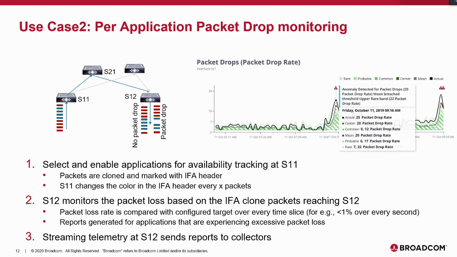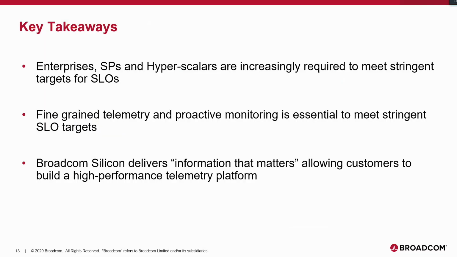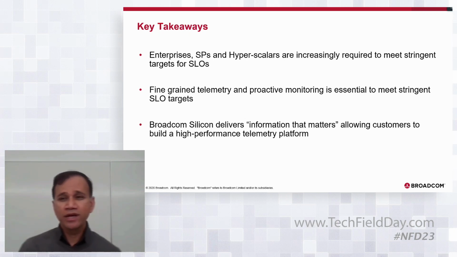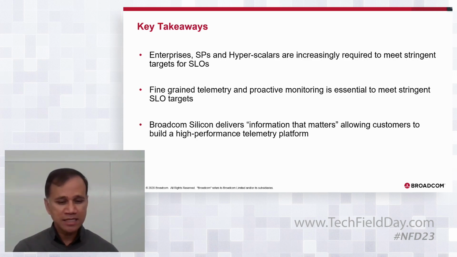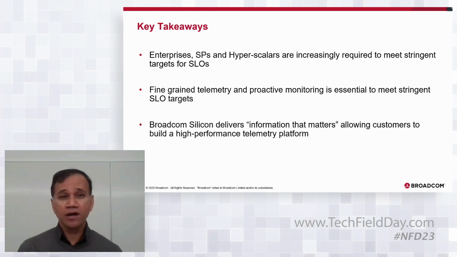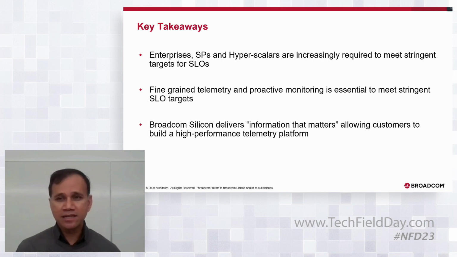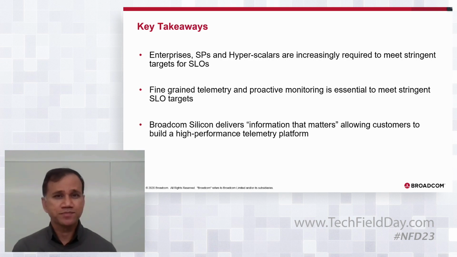So those are the 2 examples that you saw Jeremy demo, and I wanted to explain them. And with that, I want you to have 2 takeaways. The first one is that the requirements, the targets for the SLOs, are getting really stringent. You're going to 99.99, and it is real. I see customers going from 99.95 to 99.99, which is very stringent. And very fine-grained and proactive telemetry is being asked for, because we want to know not just that the network is congested, but what application is getting affected, and what the flow level statistics are.